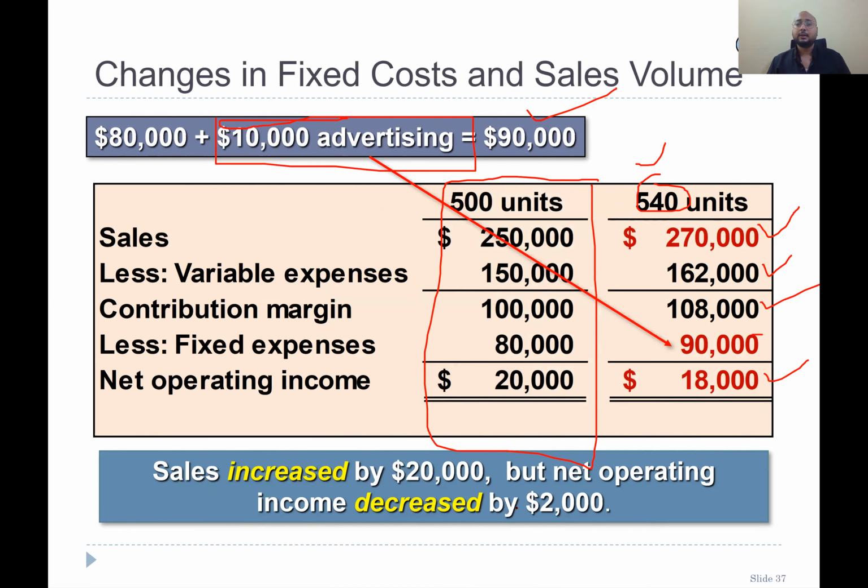So that layman concept, if we sell more from 500 to 540, our profit will be higher. No. Because the major contributor here is your fixed expense, because you also increase fixed expenses. So it means sale increased by $20,000, but your profit decreased by 2,000. And what is the biggest contributor here? Is the increase in fixed cost, right?